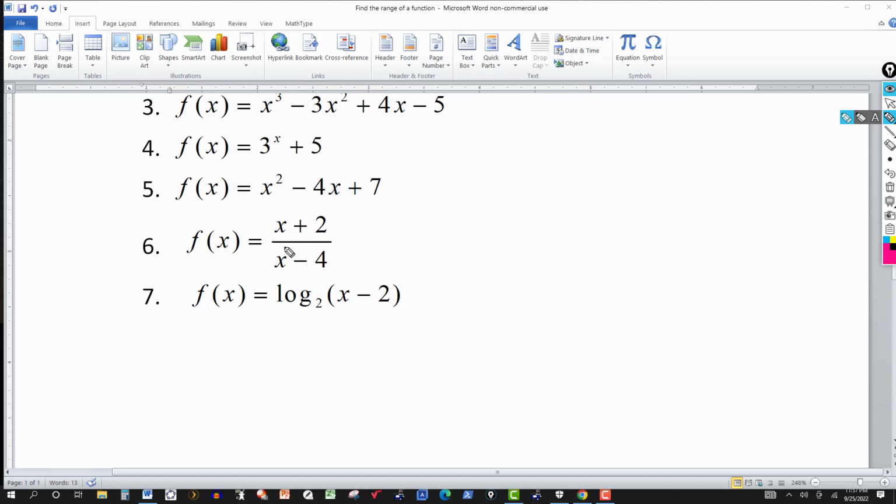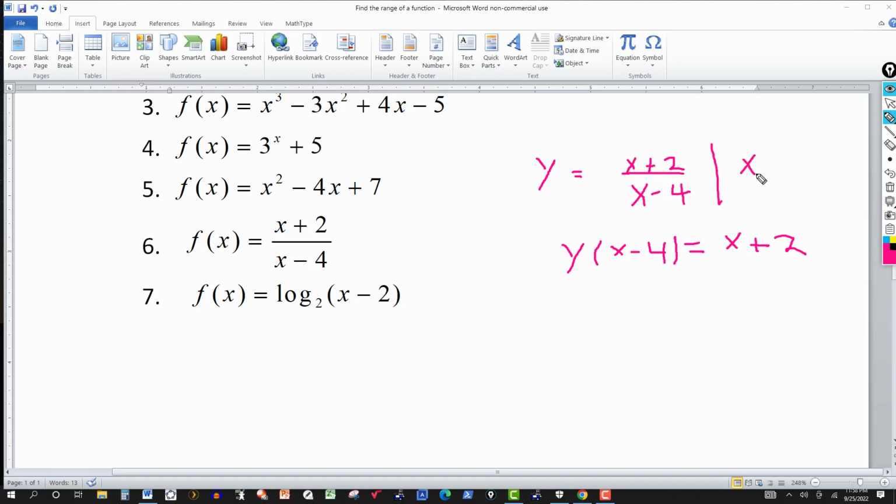We want the range, so let's do it this way. You can do the graph if you want to. It takes a little bit longer to figure it out, but let's do it this way. Now, it's not always that easy to do it like this, but try it. Let's multiply through by the denominator, so multiplying both sides by x minus 4. This one cancels, and then I multiply it over here. So on this side, I'm left with x plus 2.